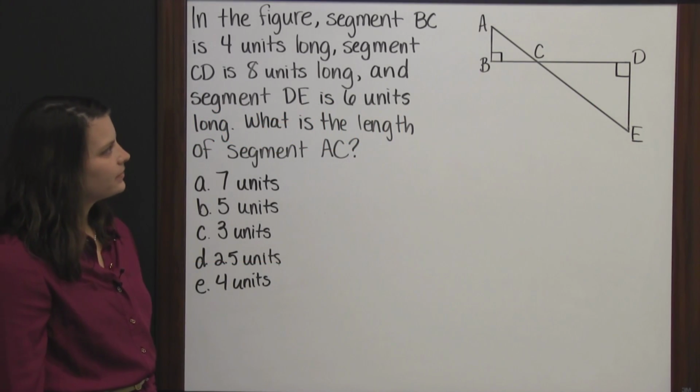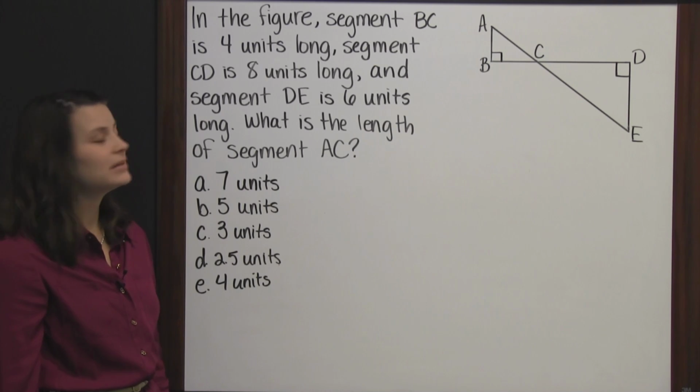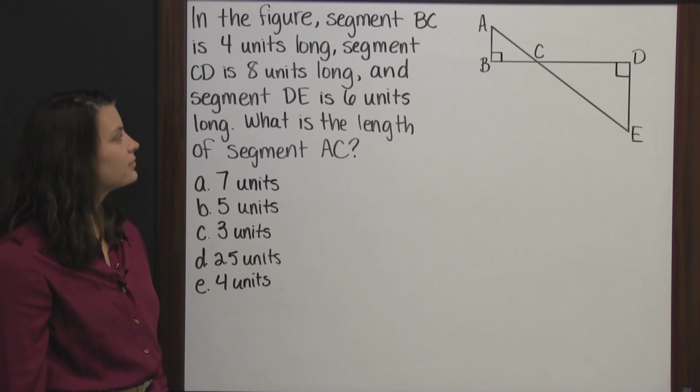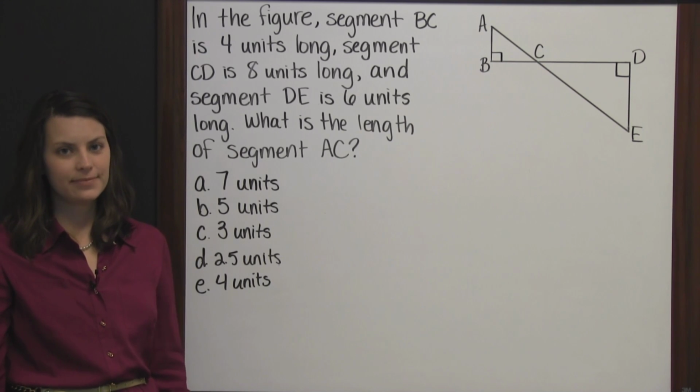In the figure, segment BC is 4 units long. Segment CD is 8 units long. And segment DE is 6 units long. What is the length of segment AC?